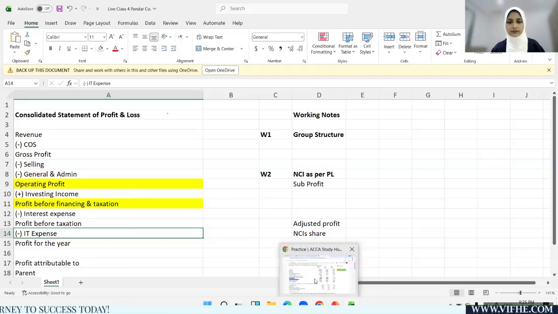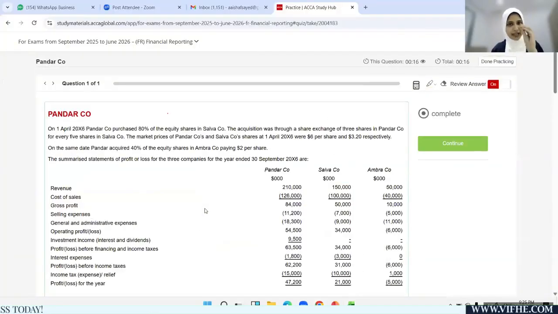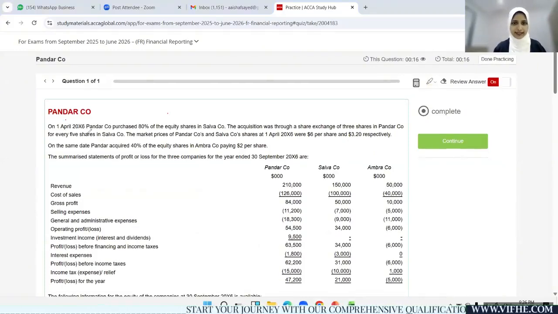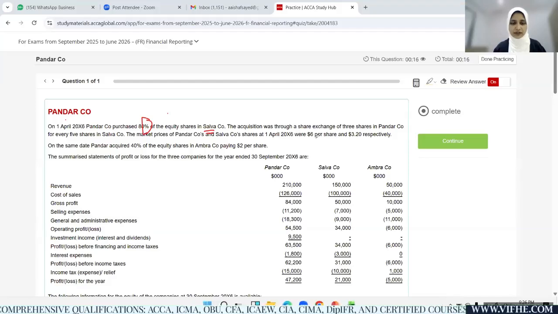Now I'll read the background and then I'll start pulling points from every statement that I read if it's relevant to my P&L. If it's purely relating to the goodwill calculation, I will not bother because my focus is only the P&L right now. So let's get started with the sum. They're saying on 1st April 2026, Panda Company purchased 80% of the equity shares in Salva. The acquisition was through a share exchange of 3 shares in Panda Company for 5 shares in Salva. The market prices of Panda Company and Salva shares on 1st April 2026 were 6 per share and 3.2 per share. On that same date, Panda acquired 40% of the equity shares in Ambra Company, paying $2 per share.